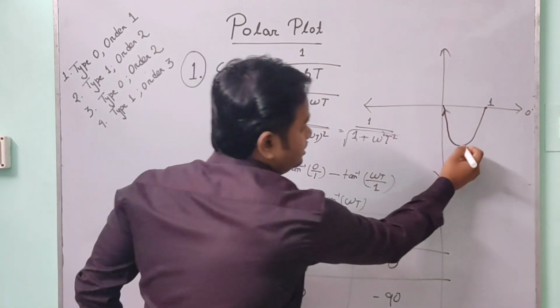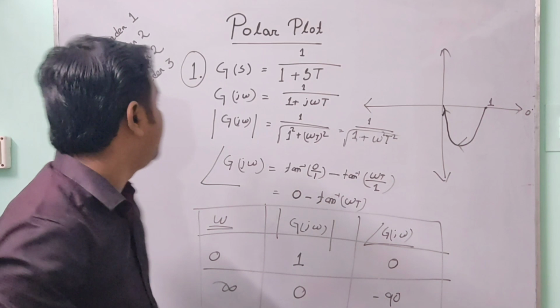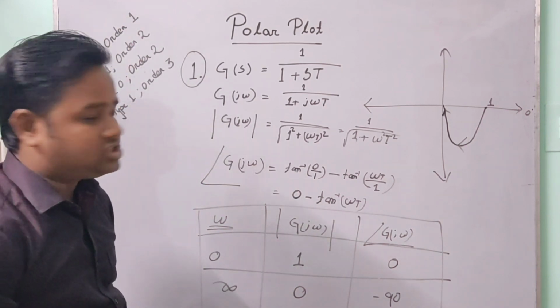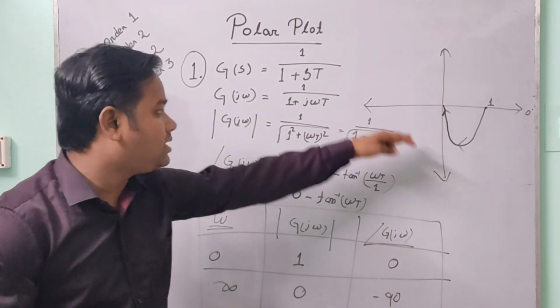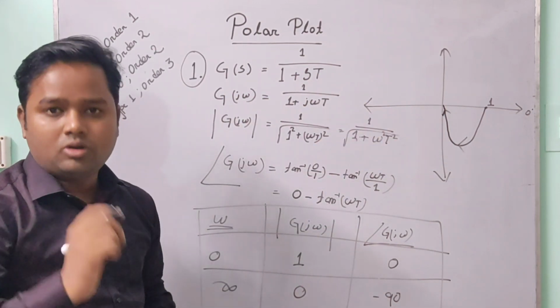So this plot is the polar plot for the type 0 order 1 system. The question is G(s) = 1 divided by (1 + sT). This one is the curve for the type 0 order 1 system.